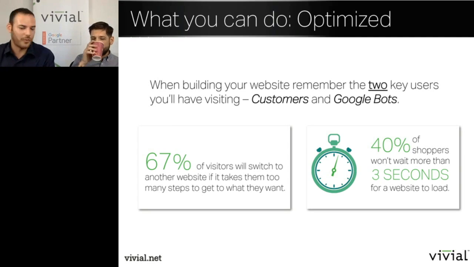In building your website, there's really two key users, right? Yes, there's really just two users: the actual people users, and then there's Google bots or Yahoo bots or Bing bots. But again, we're focusing on Google. Yeah, and that's that dance.